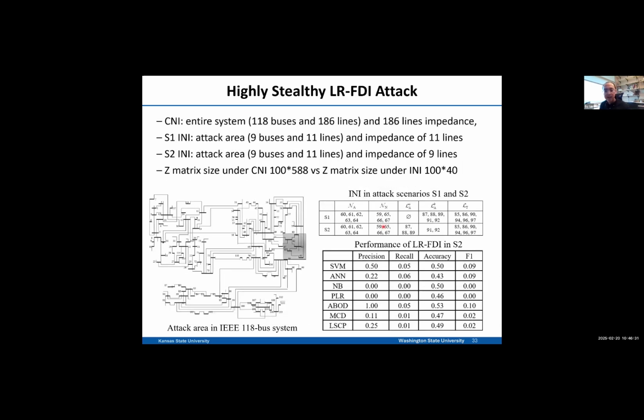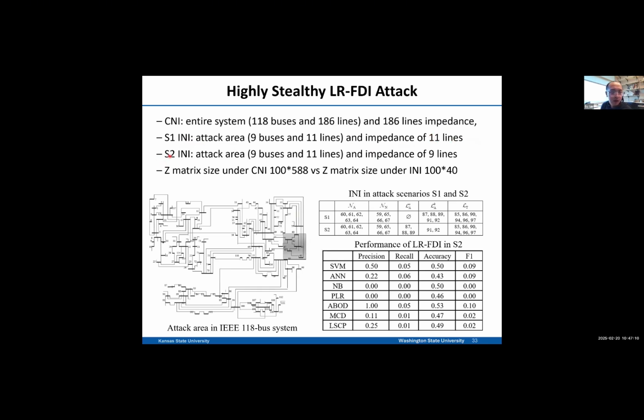We also conduct the case study in the IEEE 118 bus system, where the attack aims to compromise the voltage of 5 buses. Without our INI model, the attacker needs complete network information of the entire system, including the topology and the line parameters of 186 lines. But with our INI model, the attacker only needs to know the impedance of 11 transmission lines.